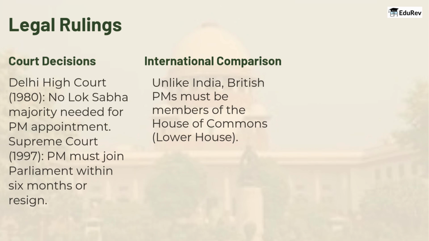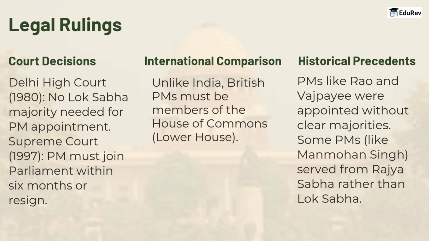Unlike India, British PMs must be members of the House of Commons, the lower house. PMs like Rao and Vajpayee were appointed without clear majorities. Some PMs, like Manmohan Singh, served from Rajya Sabha rather than Lok Sabha.